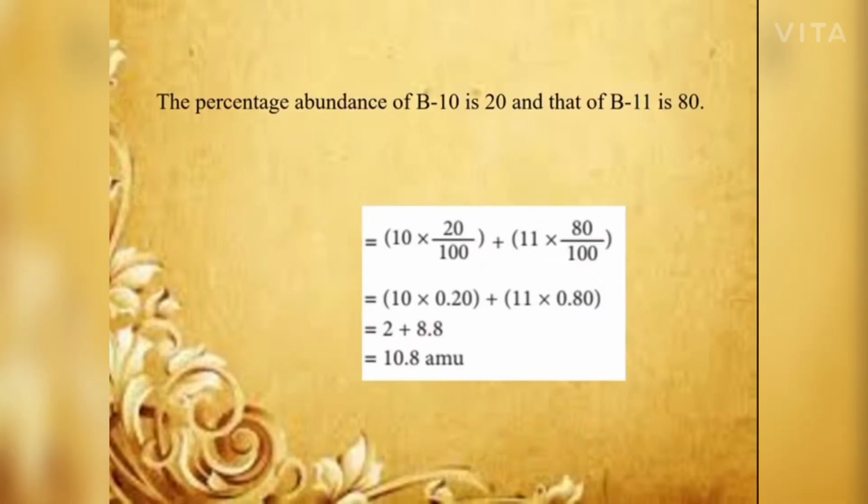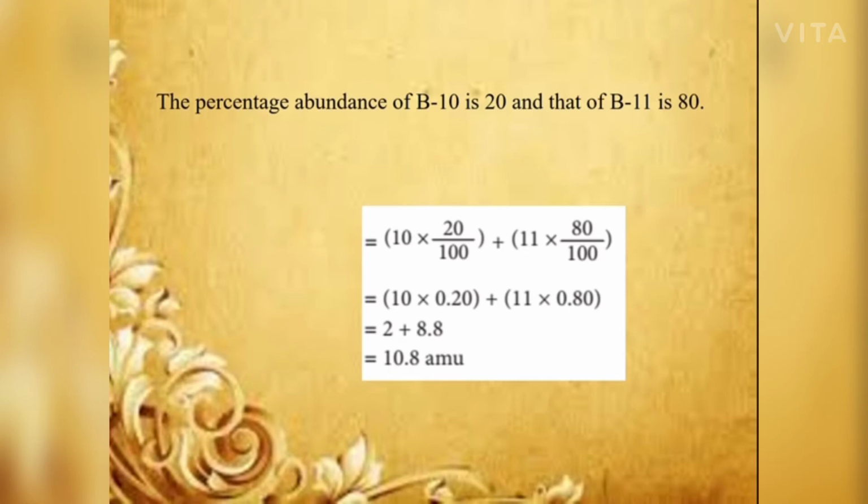Next problem of boron atom. Boron has two different isotopes. One is boron 10, another one is boron 11. Percentage of abundance of boron 10 is 20. Percentage of abundance of boron 11 is 80. You are well known, the average atomic mass formula.